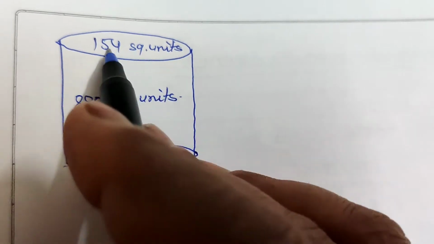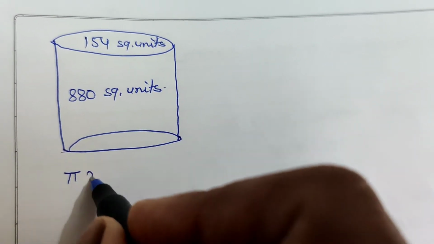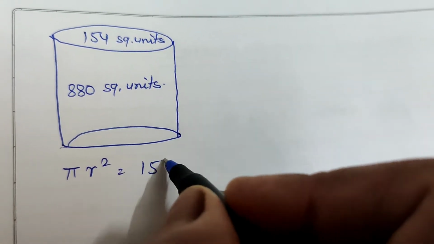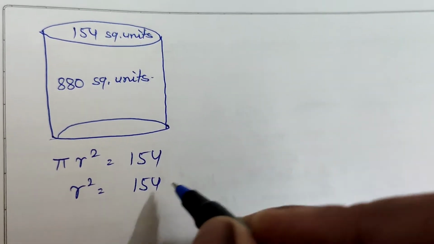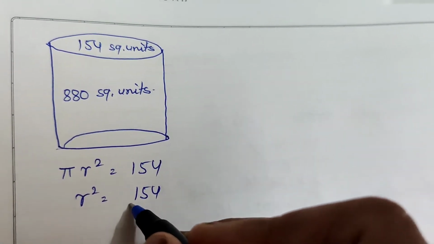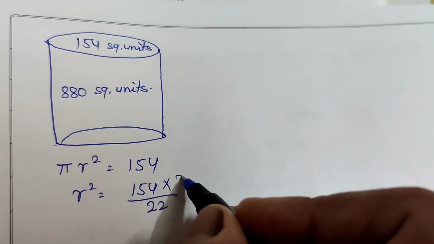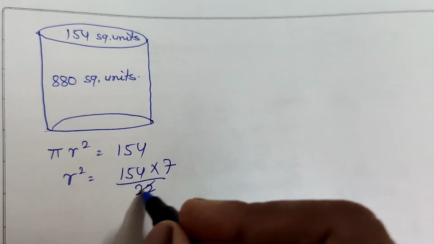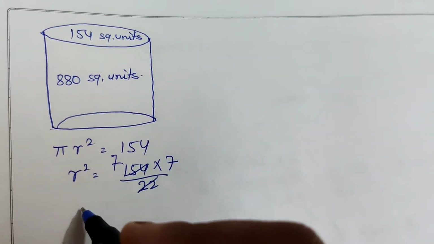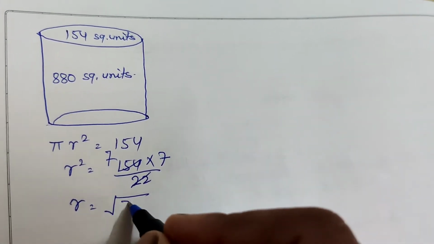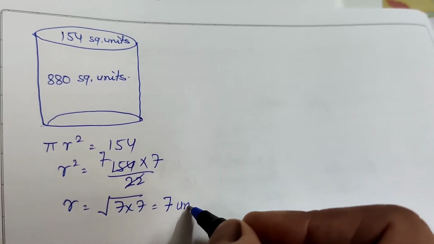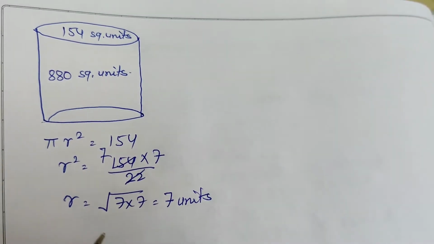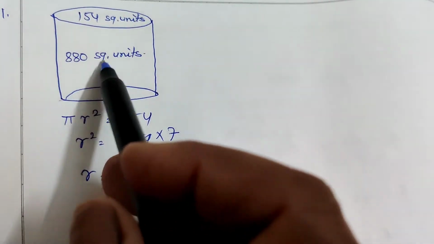Now the area of the circle is given as 154 square units. Area of circle means pi r square equals 154. Now r square equals 154 divided by pi, which means divided by 22 and multiplied by 7. Now cancel 7 times. Then the radius equals the square root of 7 into 7, that is 7 units.